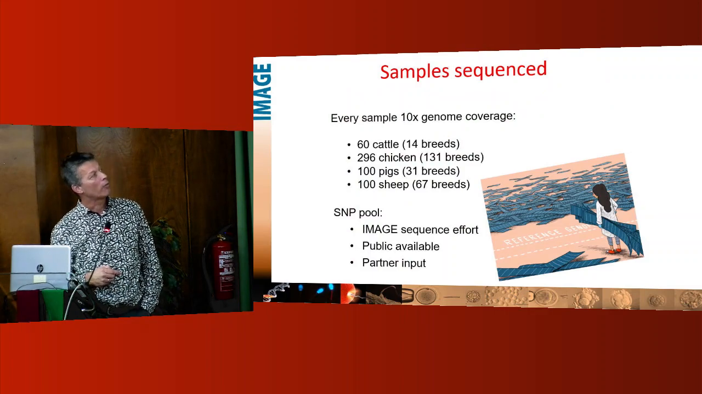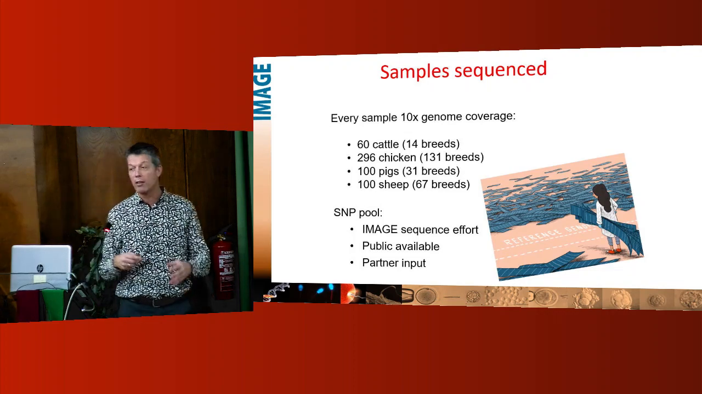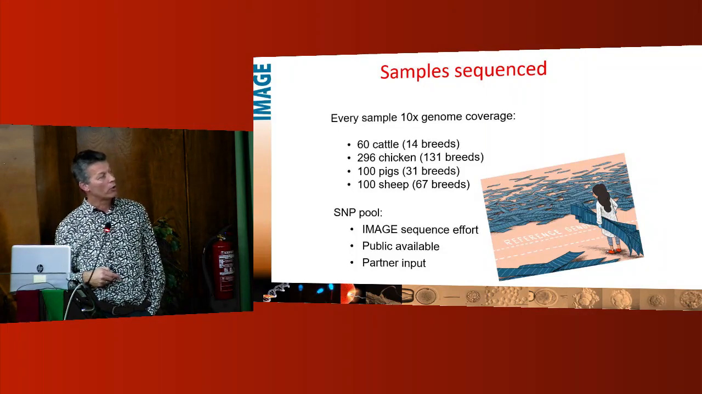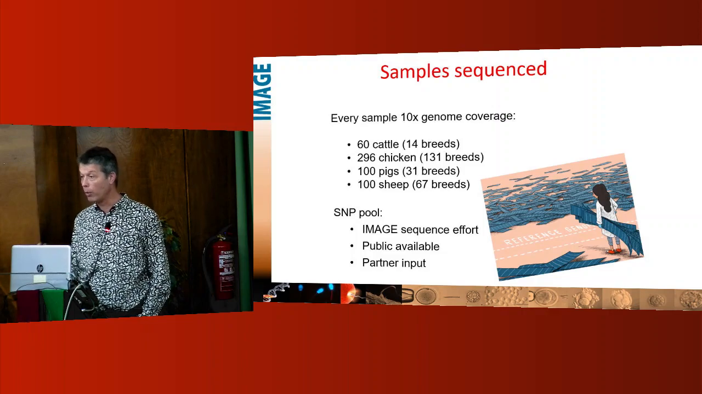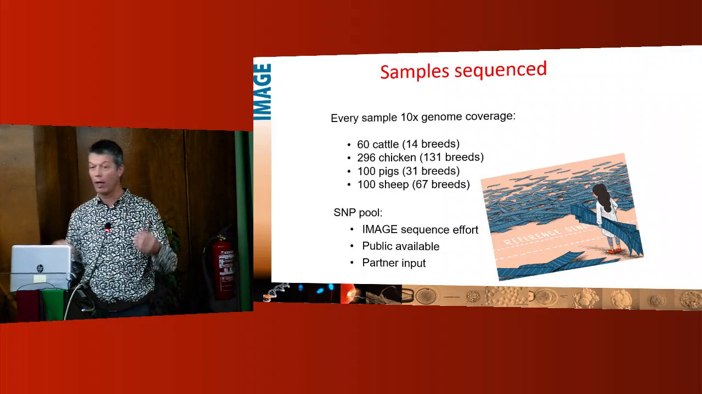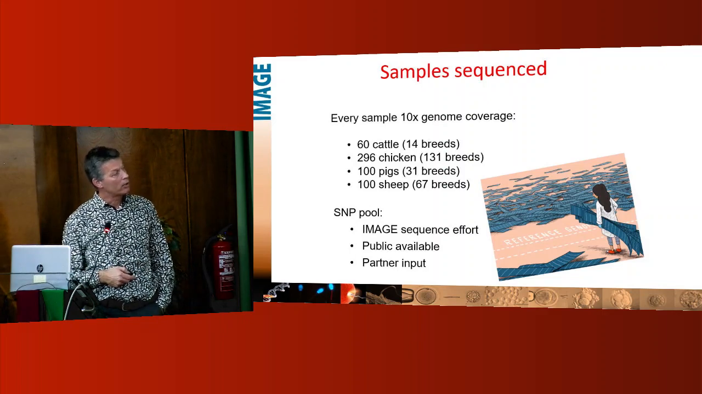We sequenced for a coverage of 10x: 14 breeds, 60 cattle individuals; 121 breeds in chicken, over 300 individuals; 31 breeds in pigs, 100 samples; and 67 breeds, 100 samples, in sheep. That will give us a pool of SNP information. There was of course a lot available in the public domain, and partners also put in information they generated by themselves. So from this pool, we have a very nice resource to select from.